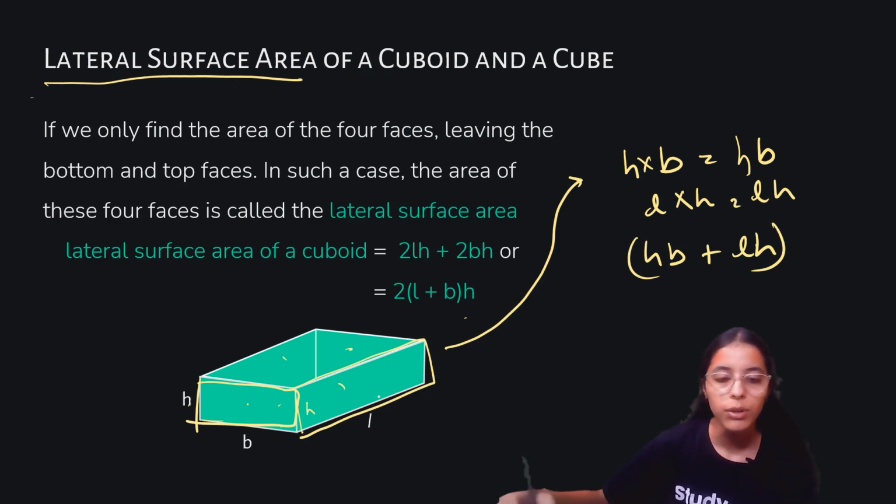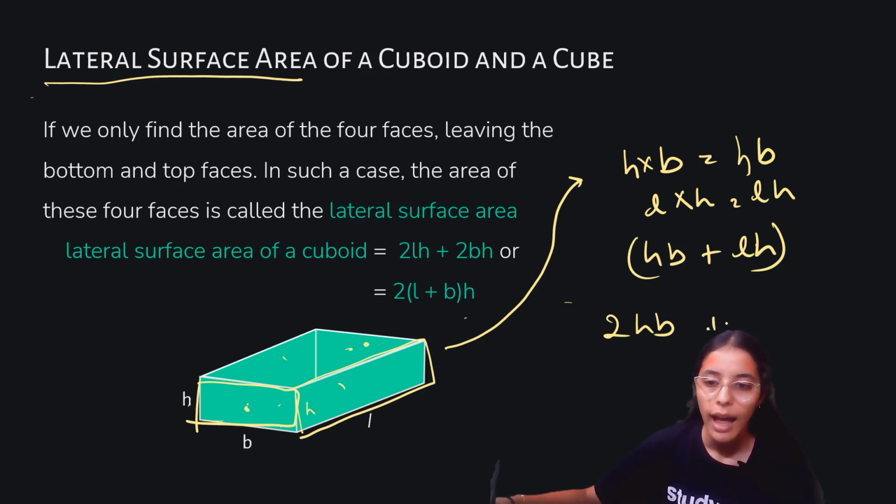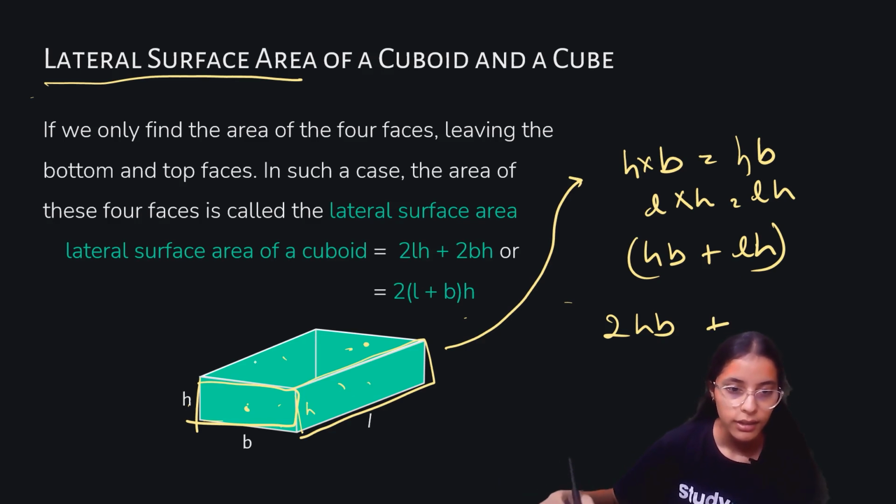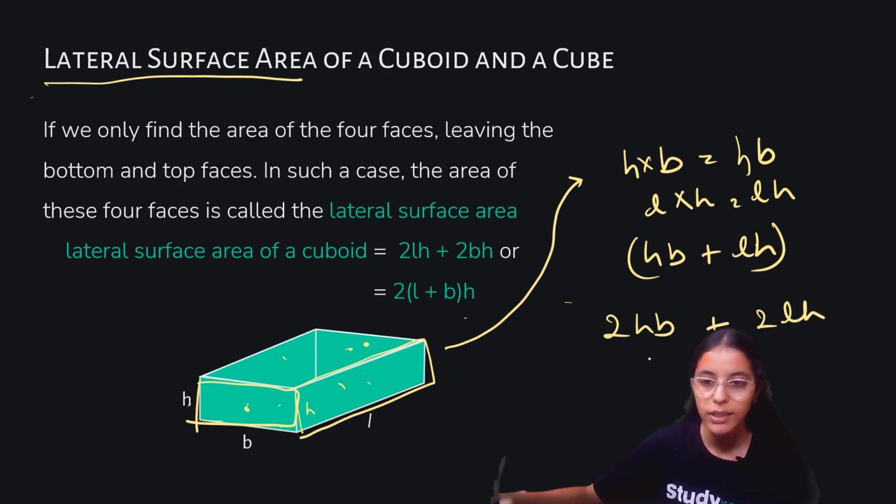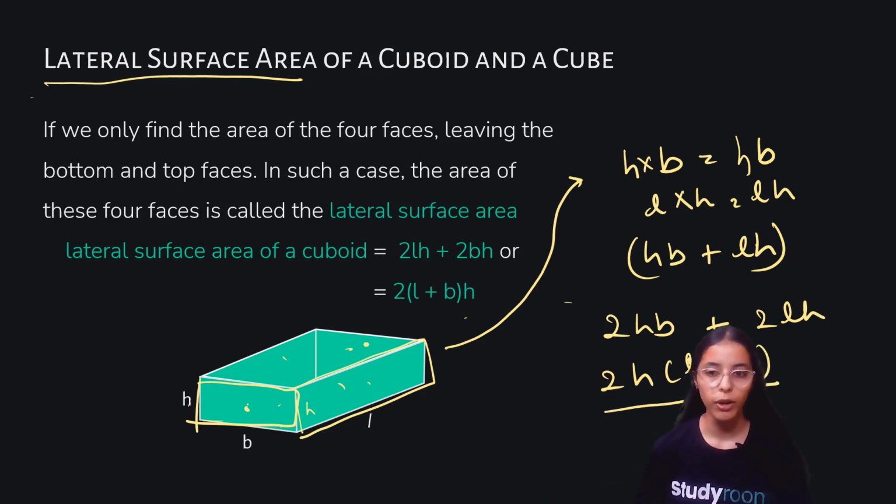Now we can see that we have two faces, so I'll multiply 2HB to get both of their areas, and then we have L into H two times, so I'll multiply 2LH. Common 2, and H is also common, so 2H(L plus B). This is our lateral surface area of the cuboid.